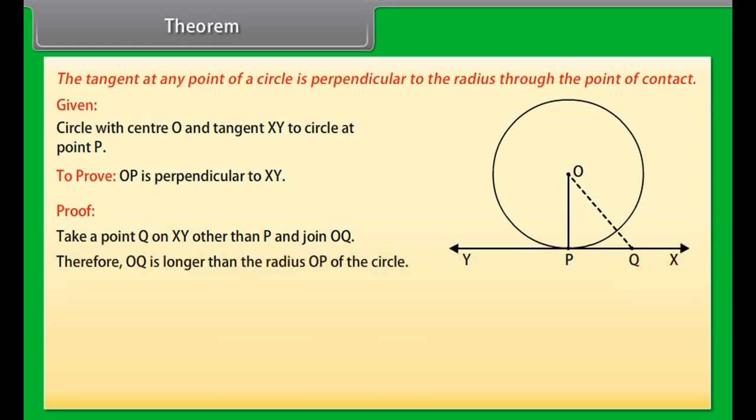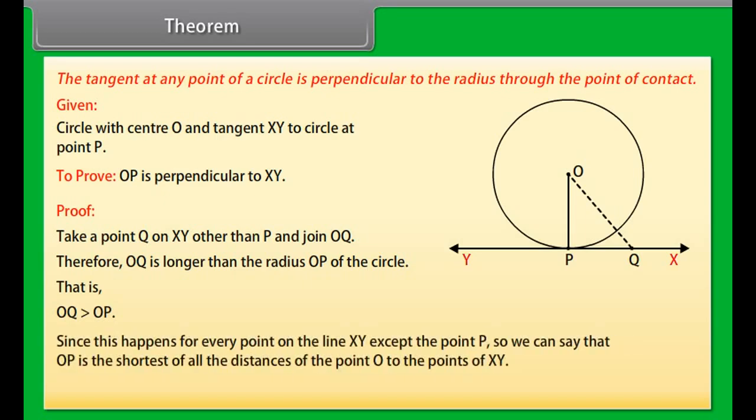Therefore, OQ is longer than the radius OP of the circle. That is, OQ is greater than OP. Since this happens for every point on the line xy except the point P, we can say that OP is the shortest of all the distances of the point O to the points of xy. Hence, OP is perpendicular to xy.